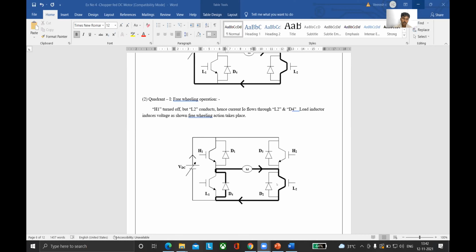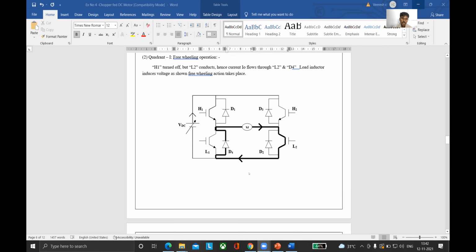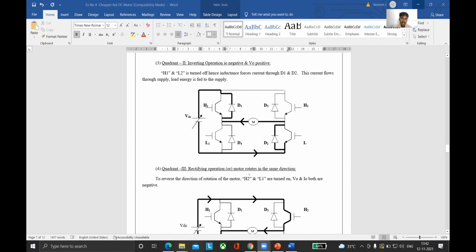In this case, when switch H1 is off, the motor speed is going to decrease, and after some time, maybe 1 or 2 seconds, or maybe 10 microseconds, the motor is going to be off. Is it clear?